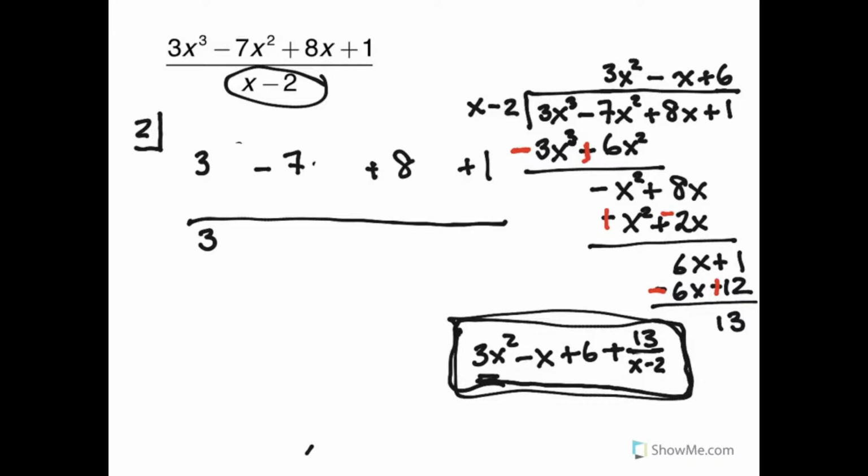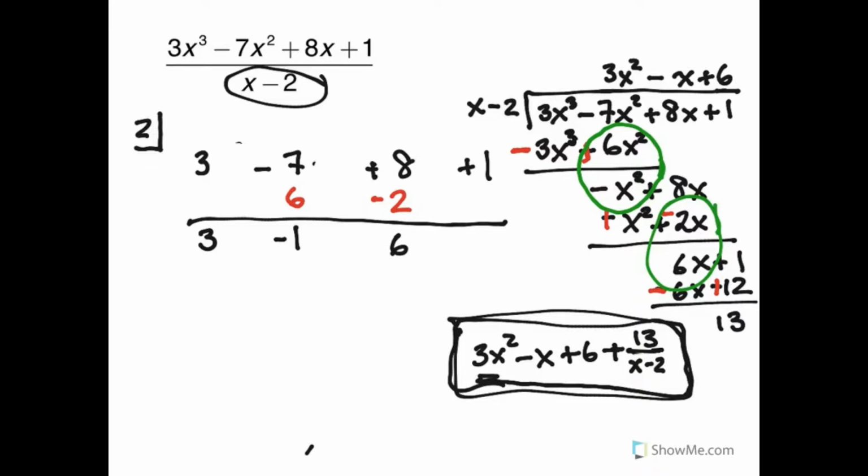Now I multiply 3 times 2. 3 times 2 is 6, and negative 7 plus 6 is negative 1. And that is the same plus 6 and negative x squared that I had right here. Take that negative 1 and multiply by 2, and that gives me negative 2. 8 minus 2 is 6. That's that same minus 2 and 6 that we have right there.